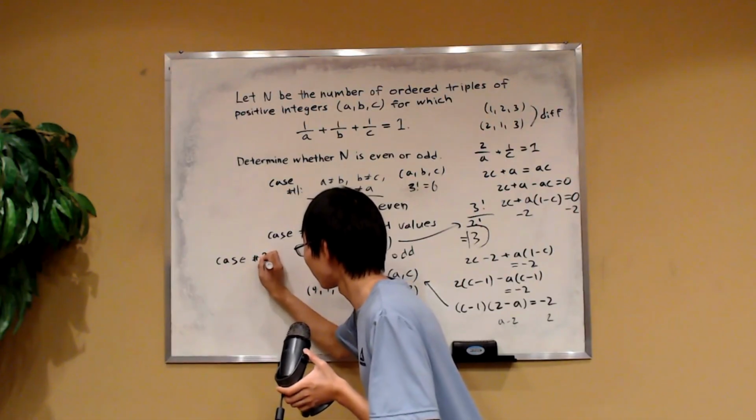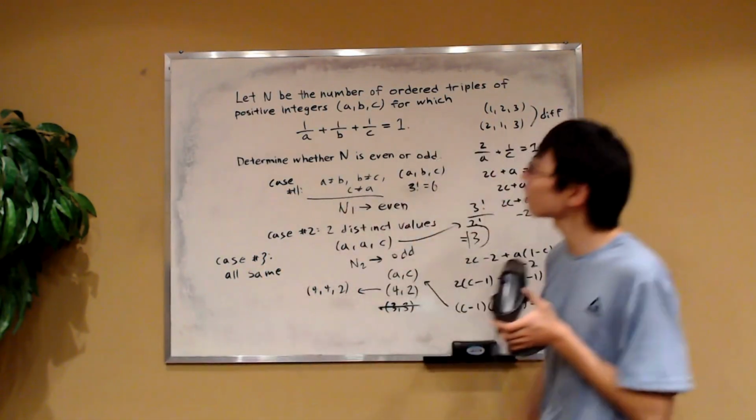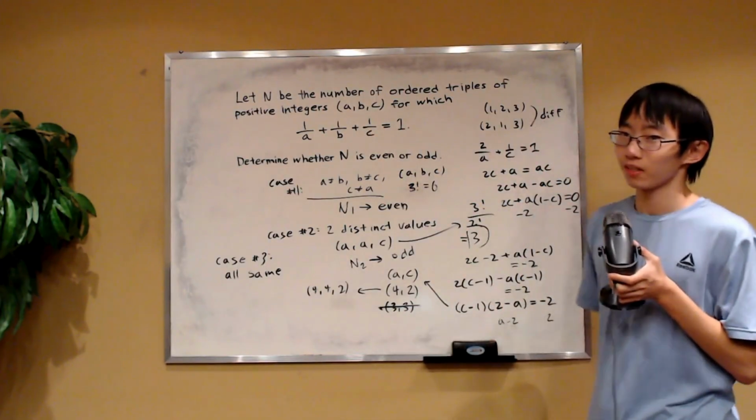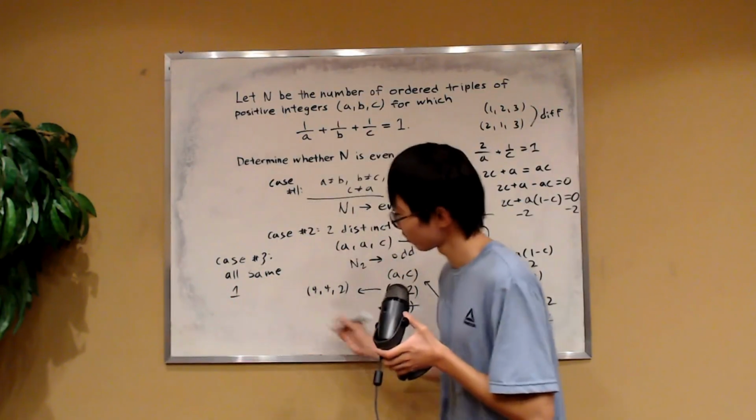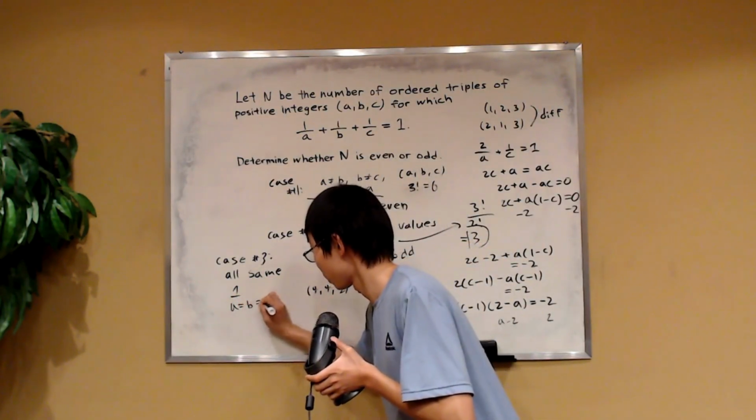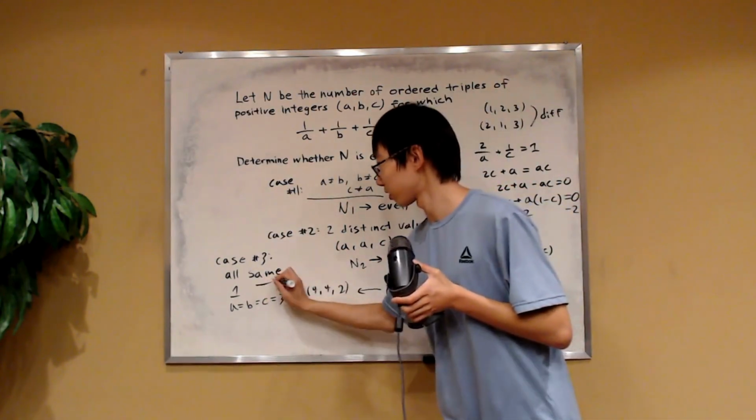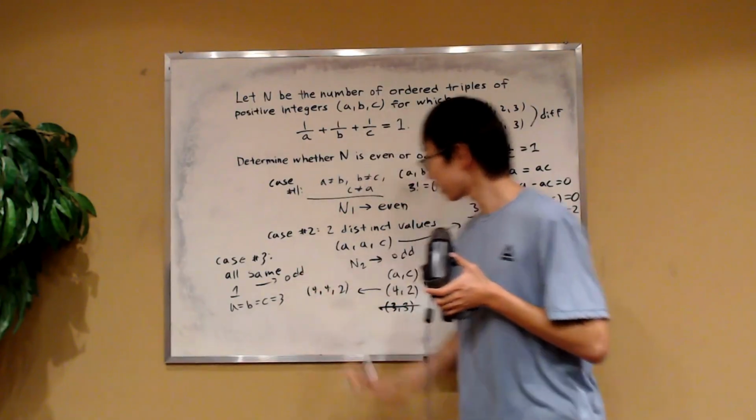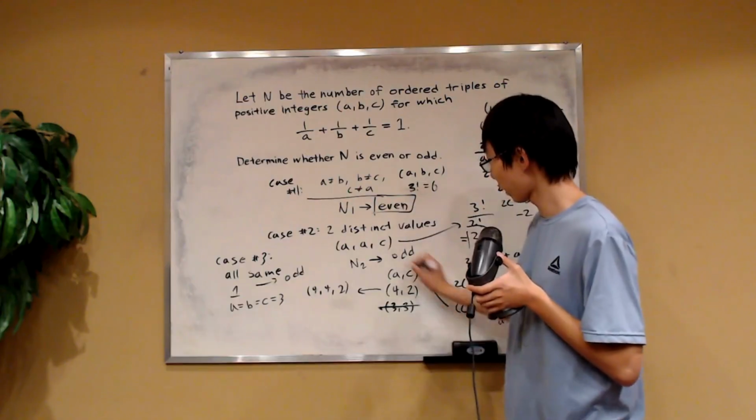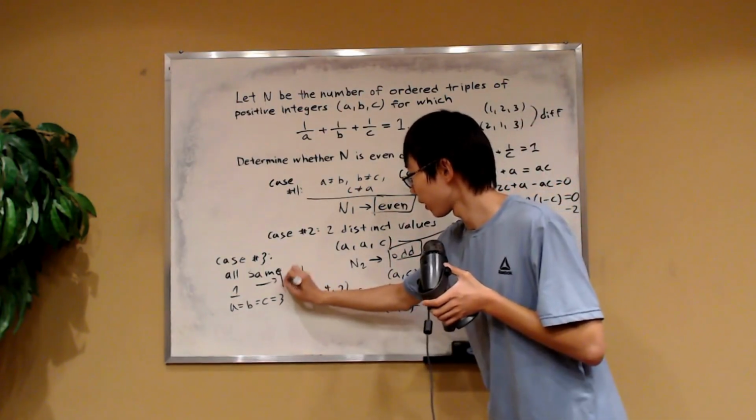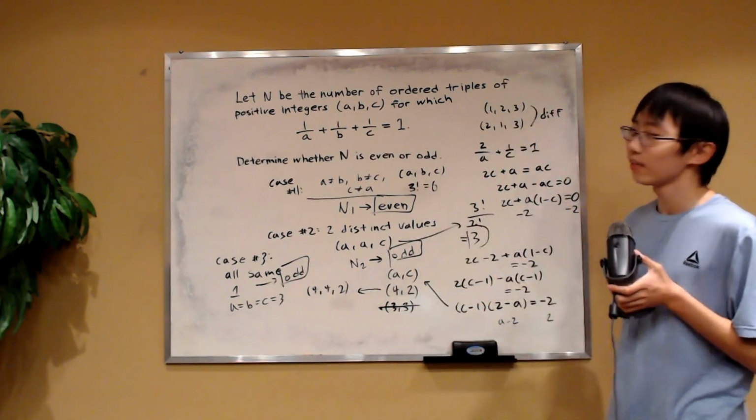This case number 3 is when all are the same. When all of A, B, C are the same, well, there's only one. The only possible solution is, well, A equal to B is equal to C is equal to 3, right? So there's only one, which is obviously going to be odd. And therefore, we've considered all cases. We have an even case, we have an odd case, and we have an odd case. Odd plus odd is even, plus even is even.